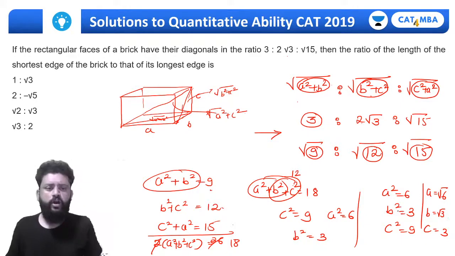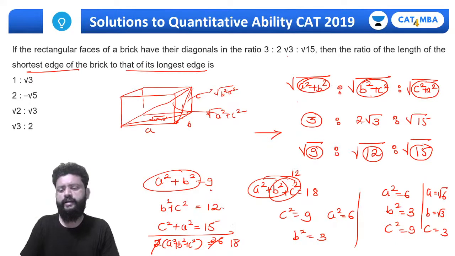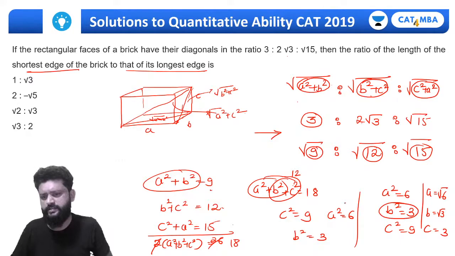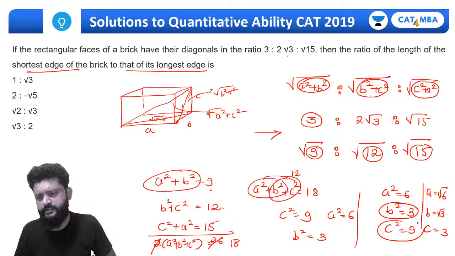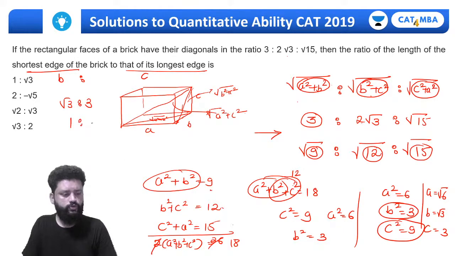Right. So which is the longest, sorry, we need the shortest edge and the longest edge. Which is the shortest edge among these? b square is the shortest and the longest is c square. So b is to c, shortest is b, and according to our notations b is the shortest and c is the longest, right? So it is root 3, 1 is to, that's the answer.